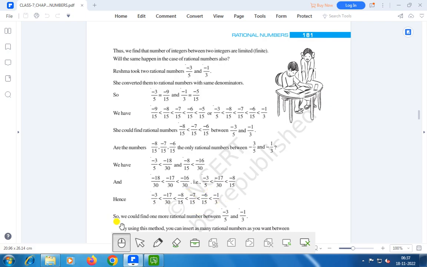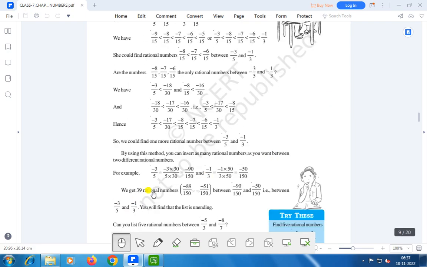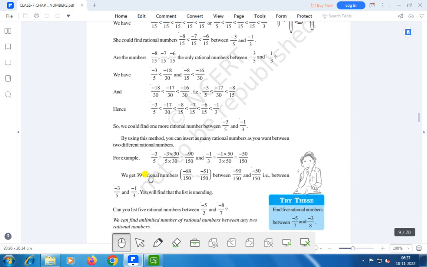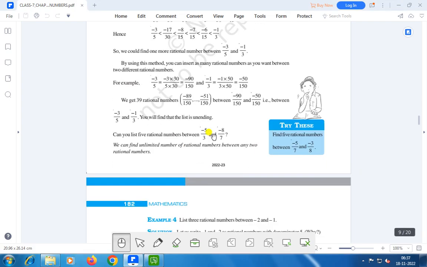So you can find one more rational number between minus 3 by 5 and minus 1 by 3. By using this method, you can insert as many rational numbers as you want between two different rational numbers. For example, minus 3 by 5 can be written as minus 90 by 150 and minus 1 by 3 can be written as minus 50 by 150. We get 39 rational numbers, that is minus 89 by 150 to minus 51 by 150, between minus 90 by 150 and minus 50 by 150, between minus 3 by 5 and minus 1 by 3. You will find the list is unending.